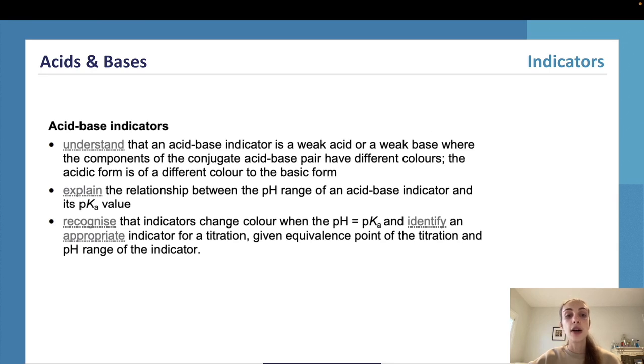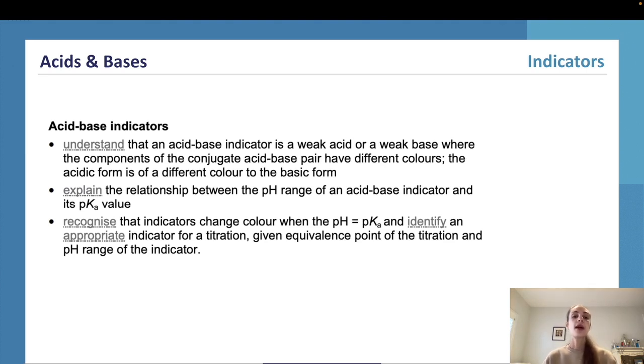So hence a buffering system occurs in which the acidic form is going to be of a different color to the basic form. And by having an acidic form being a different color to the basic form, we can use that to determine what the pH is of the system.